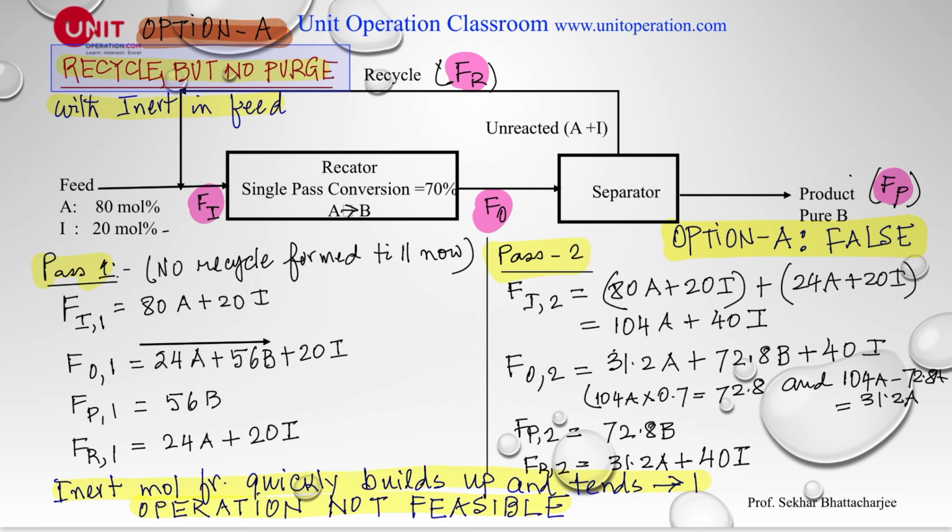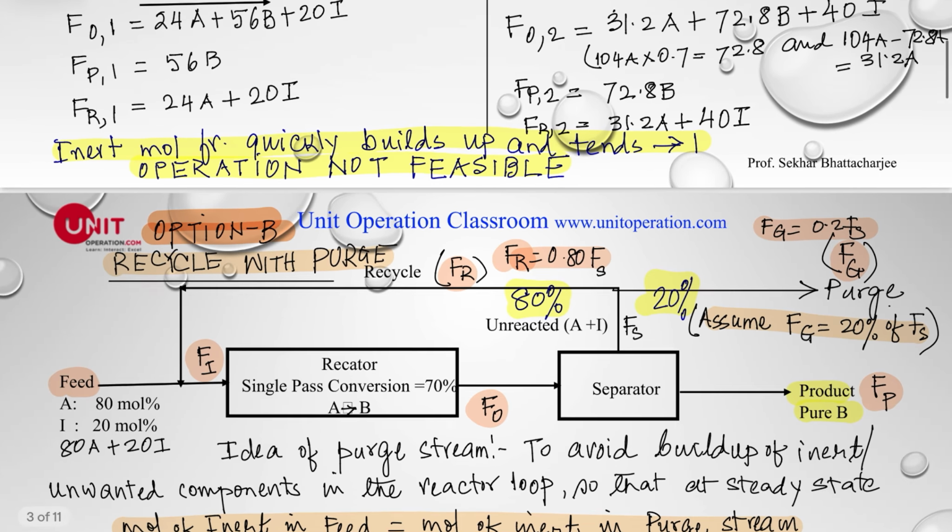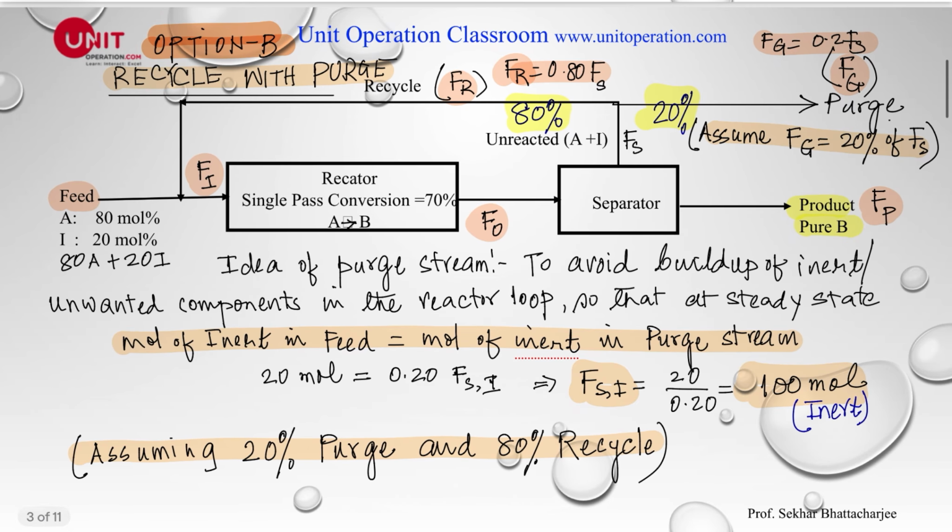As you can see, initially it was 20 inert in the feed. Now it has increased to 40. So the inert continuously starts building up in the system. The inert mole fraction quickly builds up and tends towards one, almost becoming totally inert. So the reactor fails. So in this type of operation, when there is an inert in the feed, just recycling does not work. It needs a purge stream. We'll see how in the next slide, where we'll see the configuration of recycle with a purge stream.